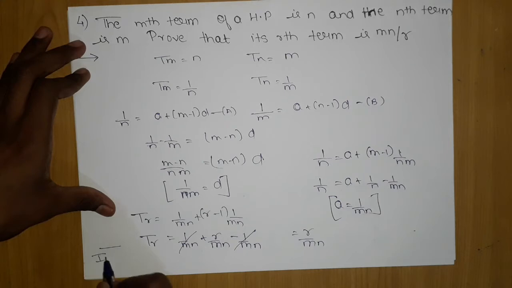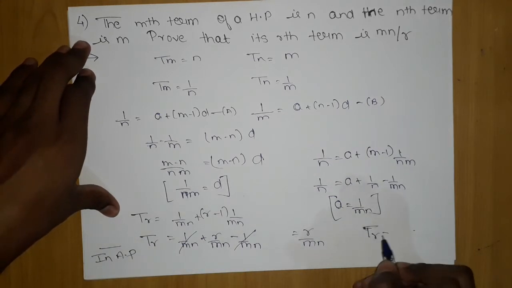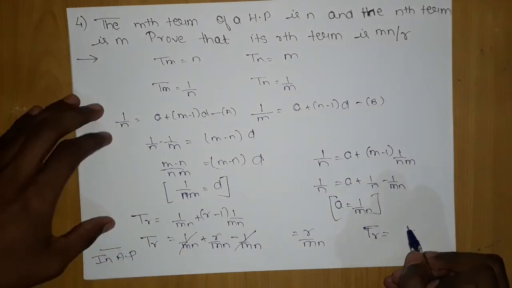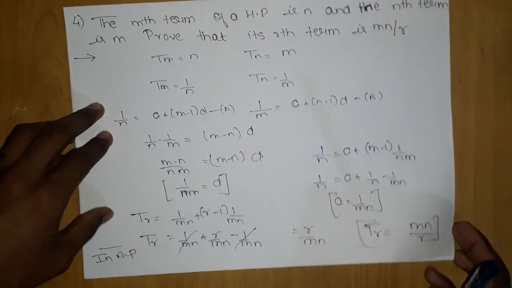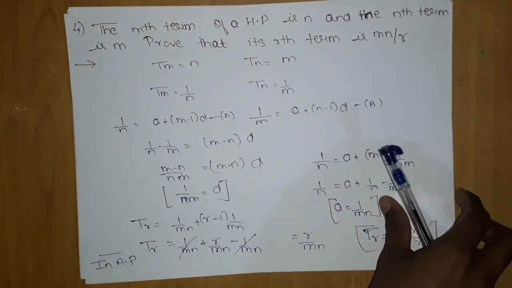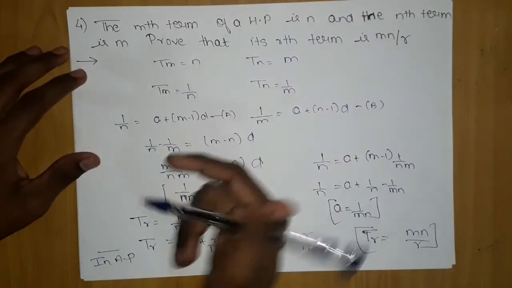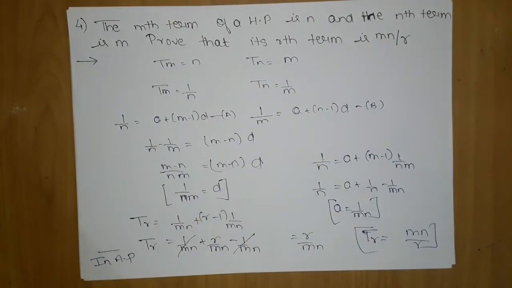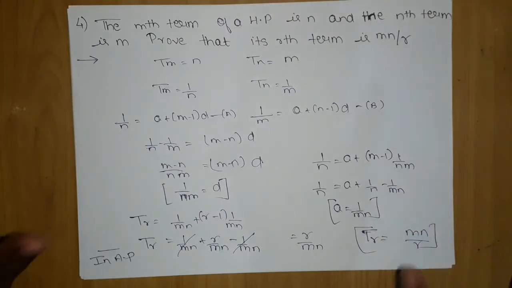I am telling it again, in AP. Then the rth term in HP is nothing but mn upon r. So we have proved this. Okay, so this is the fourth question. There was nothing, you just need to be careful. Just invert the term, don't invert the formula. That is the basic. They do 1 by n, 1 upon a plus m minus 1 d. Invert the term, don't invert the Tn formula of AP. Okay, now let's move on.